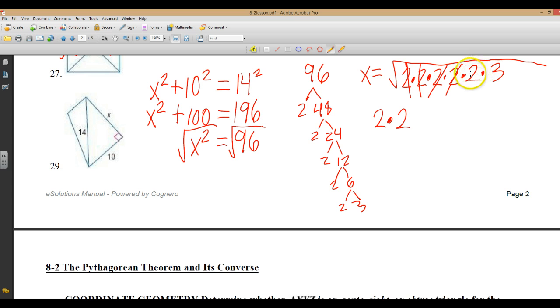And I don't have another pair of 2's or a pair of 3's, so I'm going to multiply those back together. So 2 times 3 is 6. So we end up with 4 square root of 6. And a decimal approximation for that, 4 times the square root of 6, is 9.8.